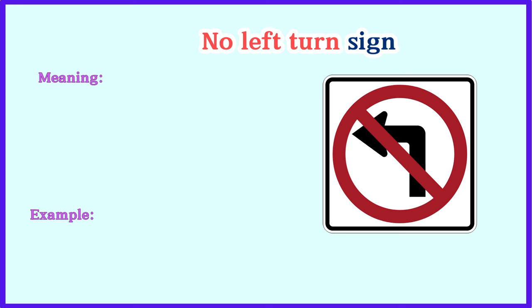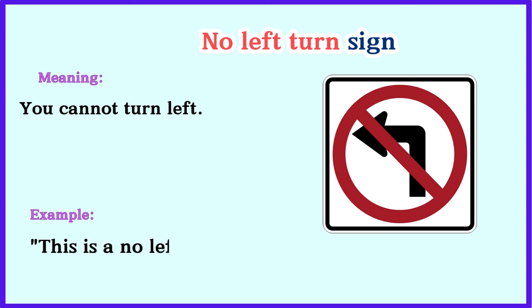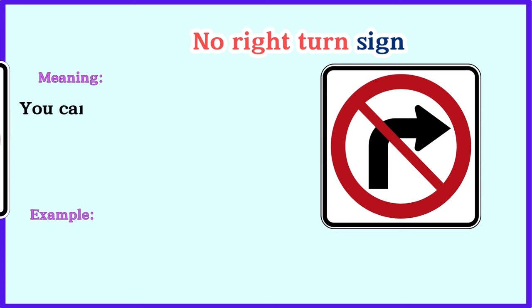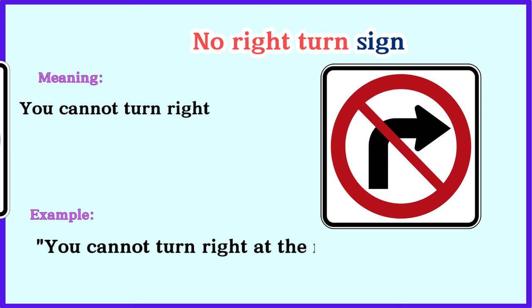No left turn sign. Meaning, you cannot turn left. Example, this is a no left turn zone. No right turn sign. Meaning, you cannot turn right. Example, you cannot turn right at the no right turn sign.